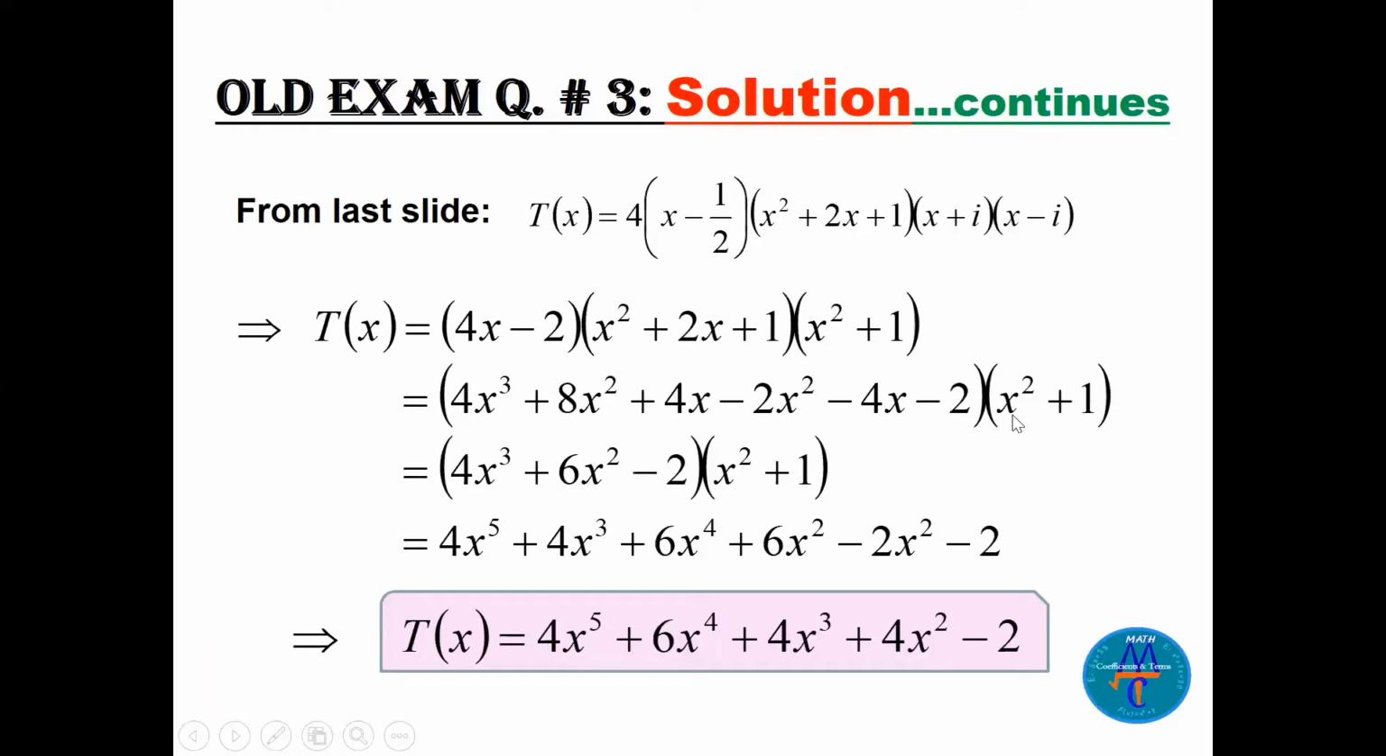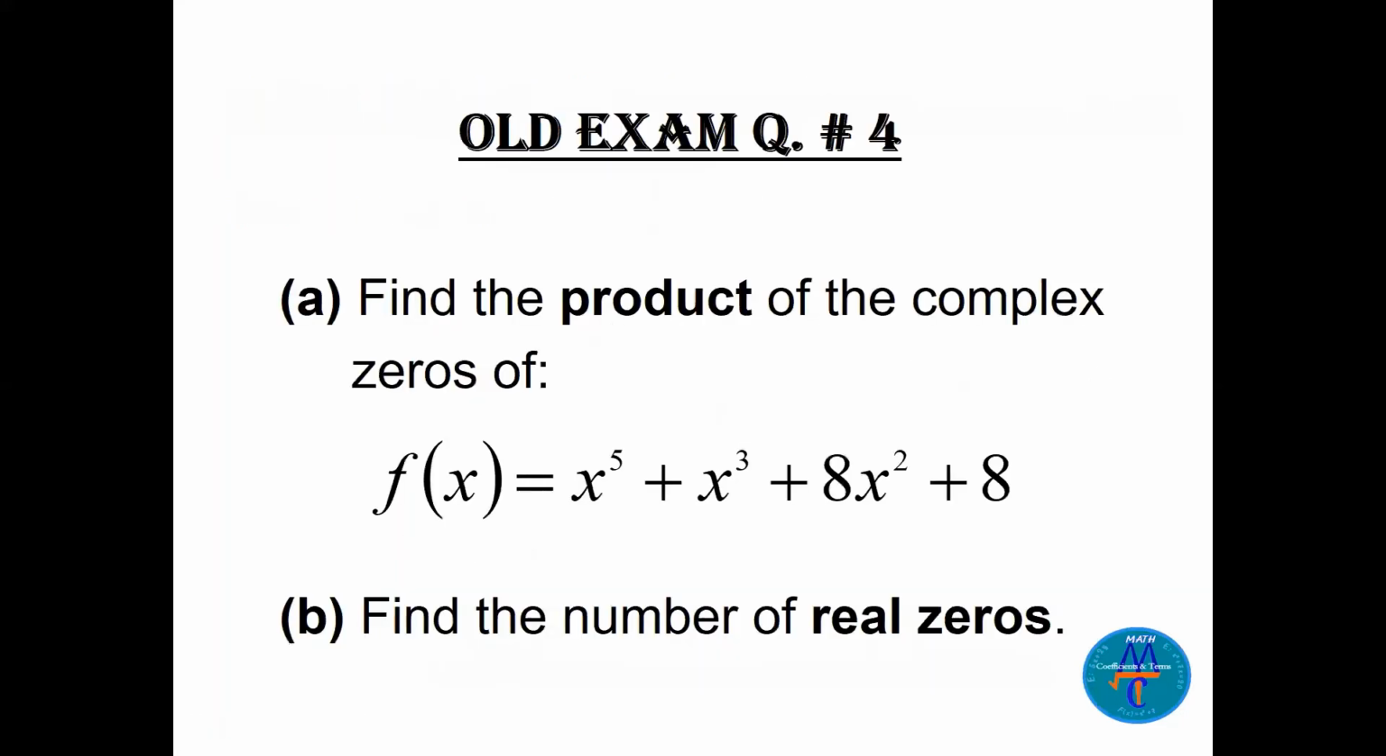x squared plus 2x plus 1 here. Then I multiply again, term by term, until you get T equals 4x to the power 5 plus 6x to the power 4, etc. Please check the numbers to make sure you understand it. Find the product of the complex zeros. So this is a degree 5 here.